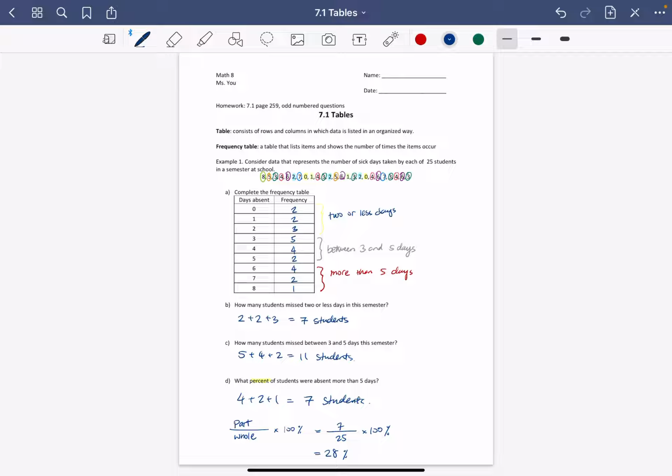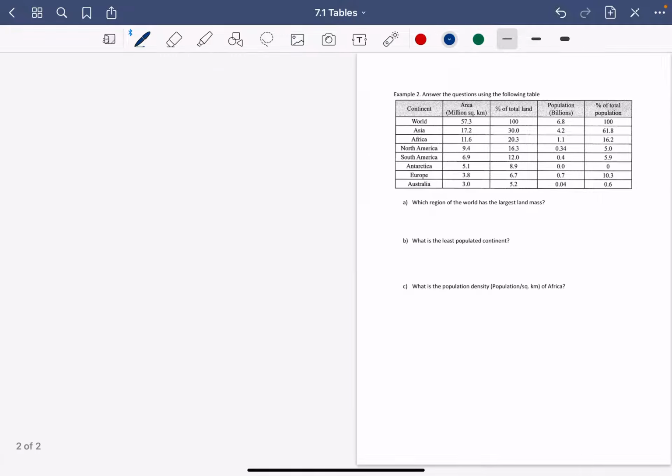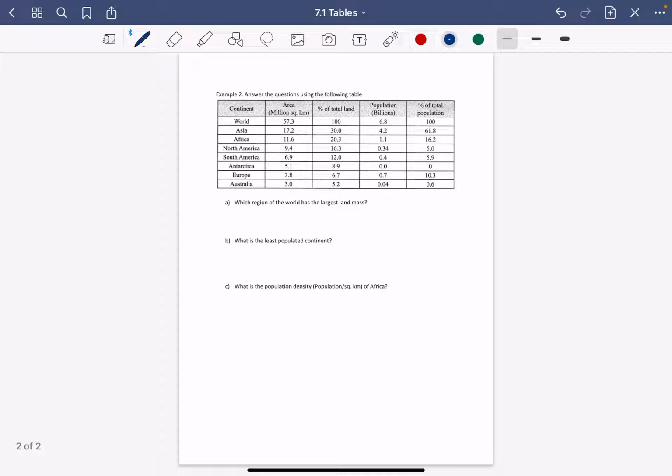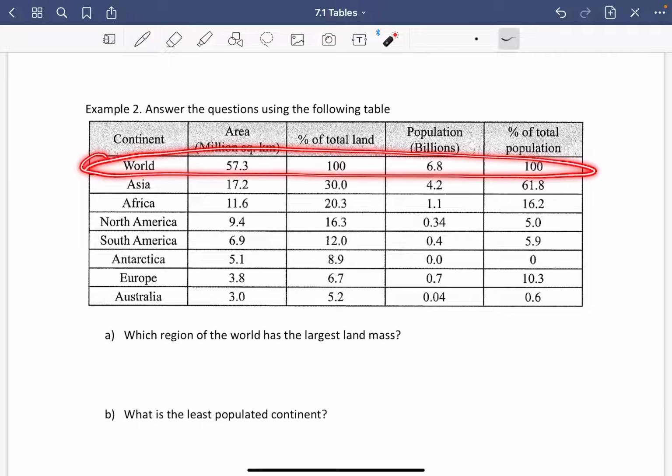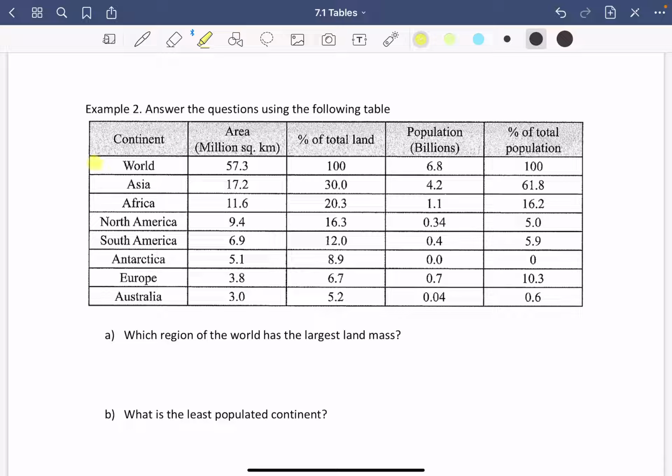All right, let's move on to the next example. So the next example here is not a frequency table anymore. It's a table that has all the information about the continents in the world. So the first row here is the information for the world. Let me just highlight that. This is the world. That's why everything is 100%, because that's the total.